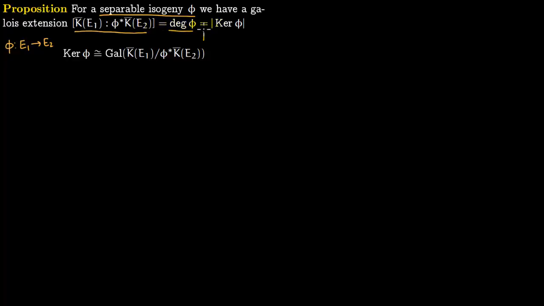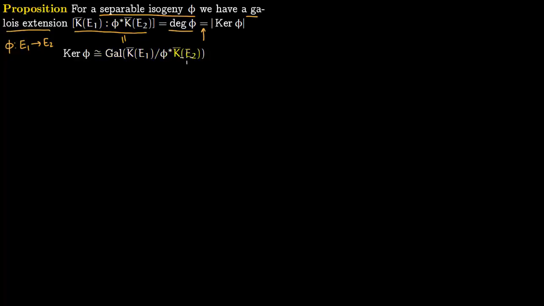And in the previous lectures on elliptic curves, we have shown that the degree of phi is precisely equal to the order of the kernel of phi. So in this proposition we are showing that if you have a separable isogeny like this, then we have a Galois extension. Extension being Galois means that the size, or dimension, of this extension is precisely equal to the order of our Galois group.